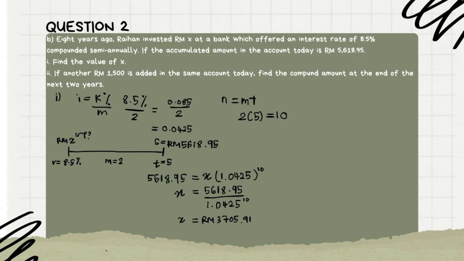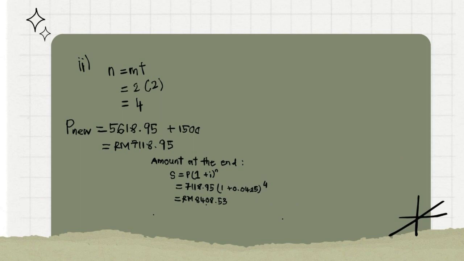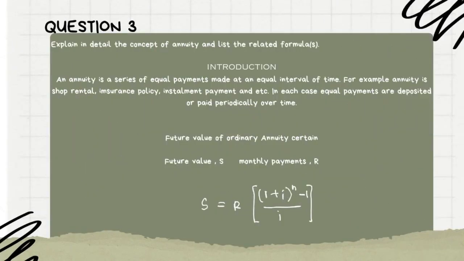Then, question 2b2. If another RM1500 is added to the same account today, find the compound amount at the end of the next 2 years. So, P new equals 5618.95 plus 1500, the answer is RM7118.95. Lastly, the amount at the end, S equals P(1 plus i) to the power of n, RM7118.95(1 plus 0.0425) to the power of 4, the answer is RM8408.53.